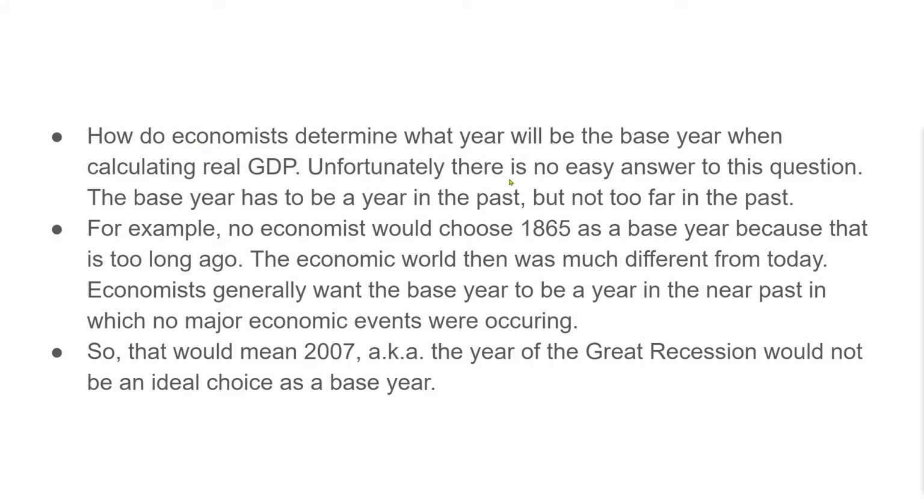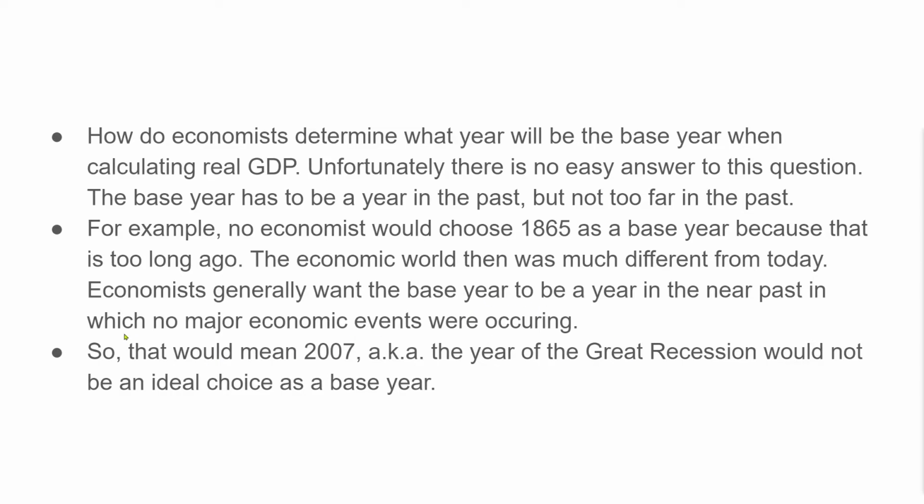So how do economists determine what year will be a base year when calculating real GDP? Really, there's no simple answer for this. The base year has to be in the past, but it can't be so far in the past that it's irrelevant. For example, economists aren't going to pick 1865 as their base year, because it's so far in the past. In 1865, our economy was based on agrarian things, where today it's based on manufacturing and technology. So it wouldn't be a good comparison. But it's 2020, so I could use the year 2000 or 1985. But there's no hard and fast rule.